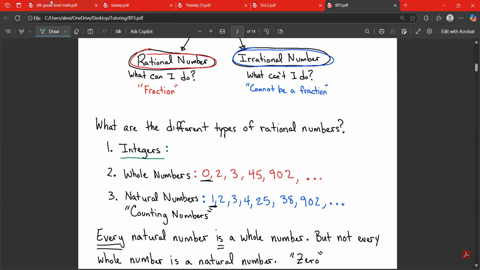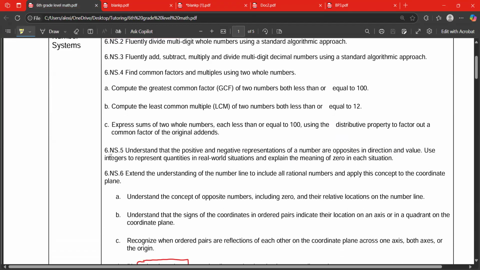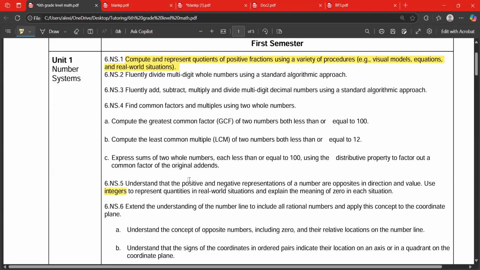If you're writing, just pause for a moment. And let me show you the word integer. Right here. It's in Unit 1. Understand that positive and negative representations of a number are opposite in direction and value. Use integers to represent quantities in real-world situations and explain the meaning of zero in each situation. So hopefully you're looking at that statement and you're like, wait a minute, what's an integer? Well, they kind of told you.